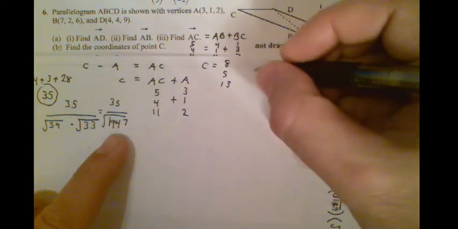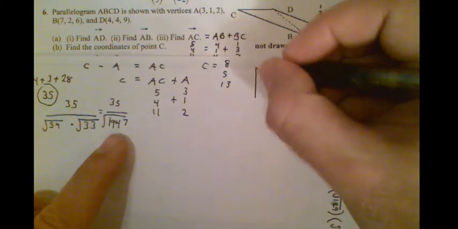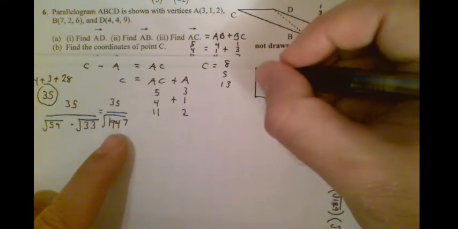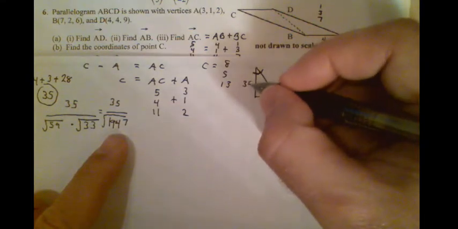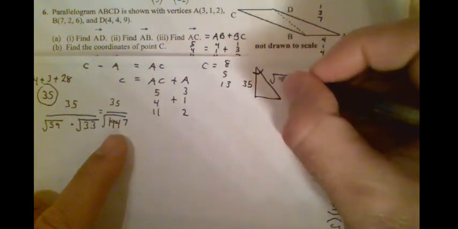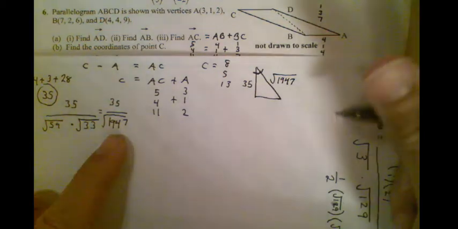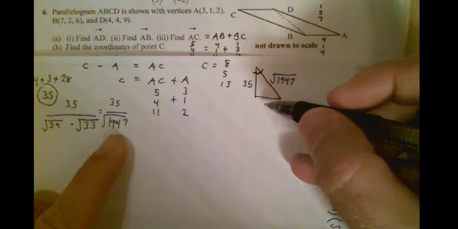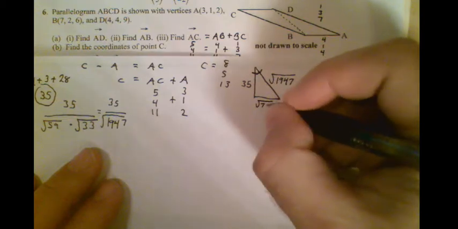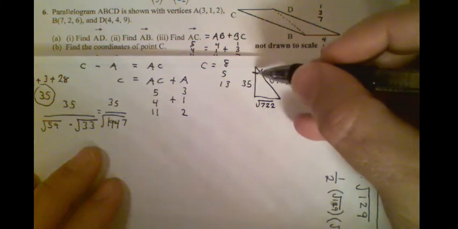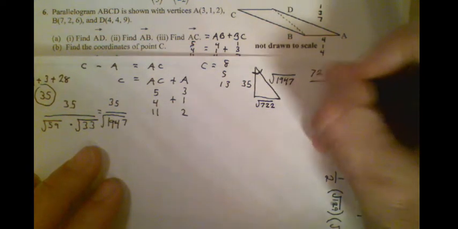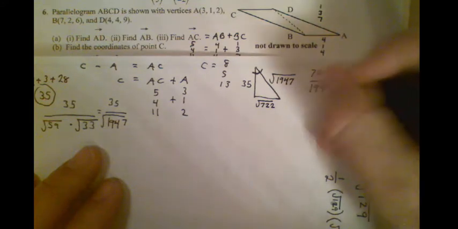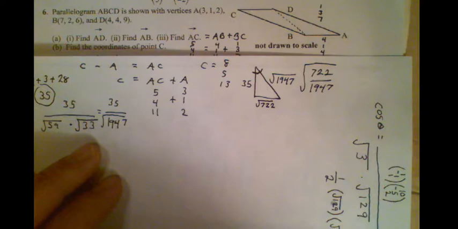The other way you could figure it out is with some right triangle knowledge. So let's just say this is the angle that we're working with. I know that the cosine of that angle is adjacent over hypotenuse. So I could use the Pythagorean theorem to figure out that third side. And that would give me rad 722. So now I can say the sine of that angle is opposite over hypotenuse. So that's another way you could get it. So there's the sine of the angle.